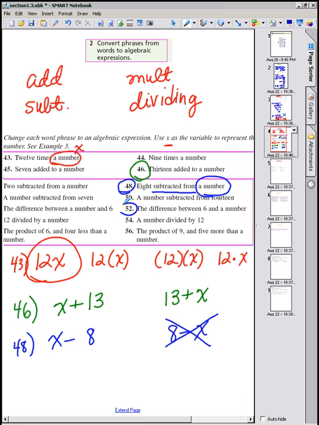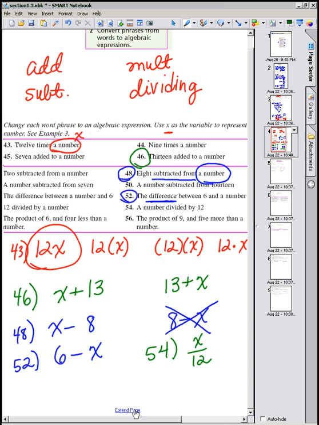Now what about 52? The difference between 6 and a number. When written in this form, the difference between two things means subtract those things in the order in which they're written. So the difference between 6 and a number just simply means to do 6 minus the number, which is x. Number 54, let me change colors just so it's not confusing here. A number divided by 12. So our number is x divided by 12.